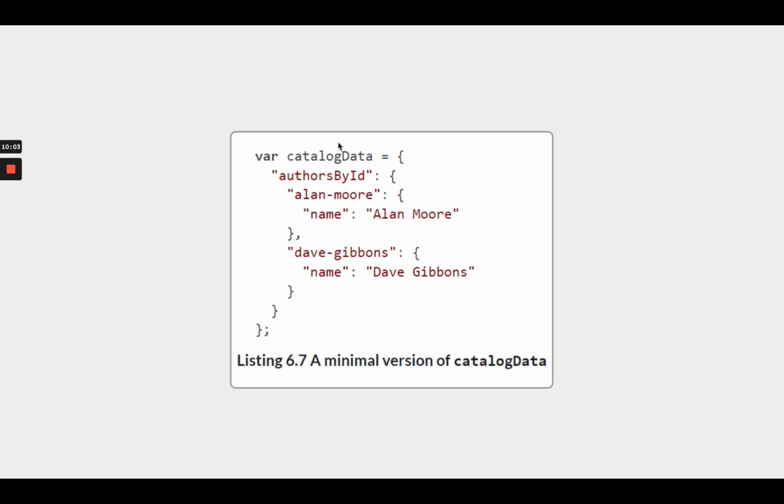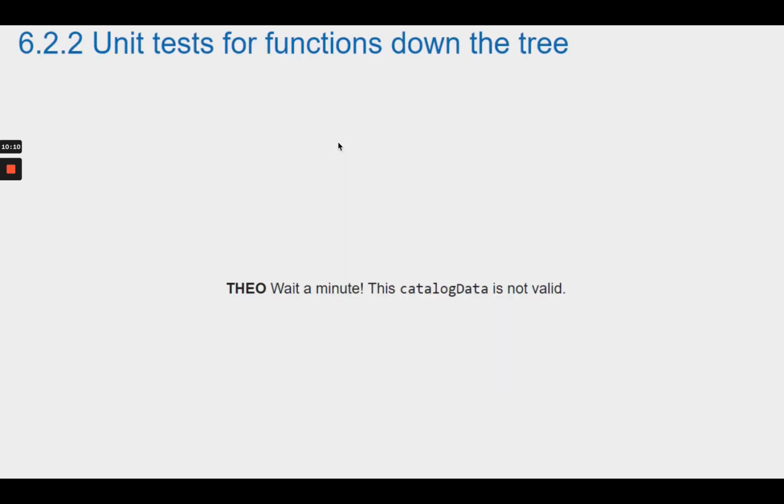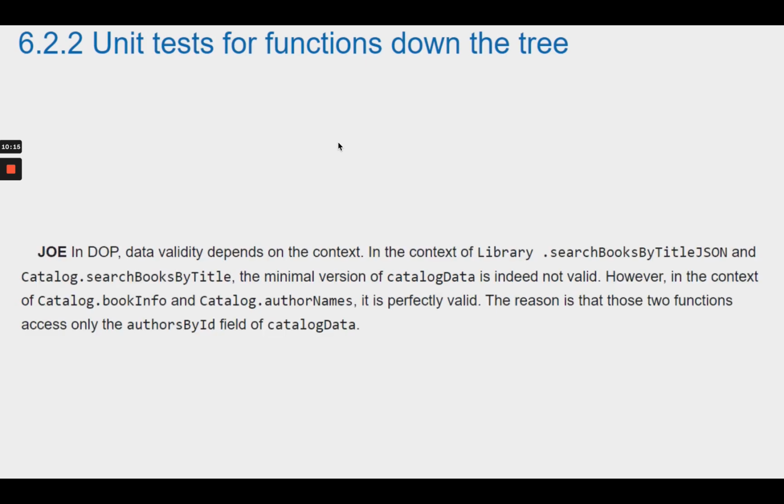Joe deletes a few lines from catalog data and gets a much smaller map. He shows the revision to Theo. Theo: Wait a minute, this catalog data is not valid. Joe: In DOP, data validity depends on the context. In the context of library.searchBooksByTitleJSON and catalog.searchBooksByTitle, the minimal version of catalog data is indeed not valid. However, in the context of catalog.bookInfo and catalog.authorNames, it is perfectly valid.